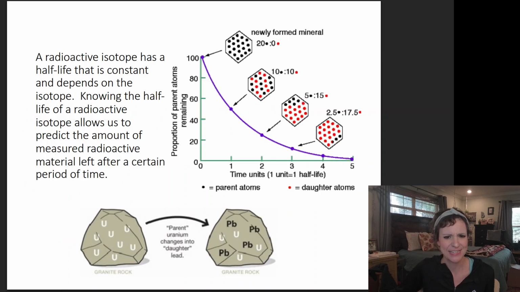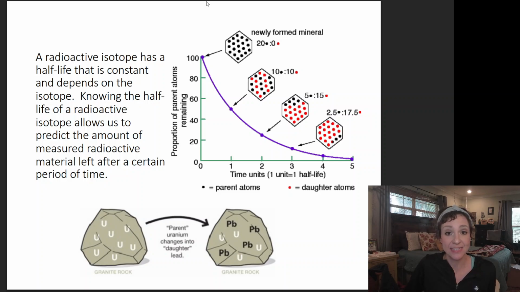All right, so here's another way to look at it. A radioactive isotope has a half-life that is constant. And here's the trick. It depends on what that isotope is. But knowing the half-life of a radioactive isotope can allow us to predict things. Like we can predict the amount of measured radioactive material that might be left after a certain period of time and use that information to maybe learn something else.